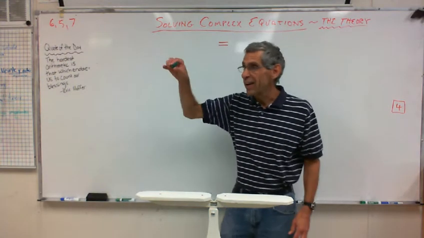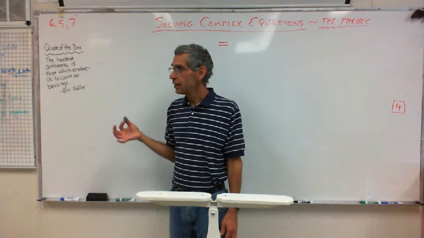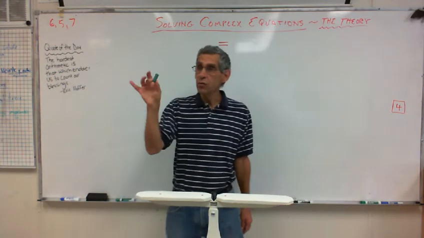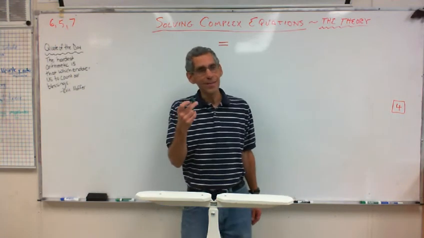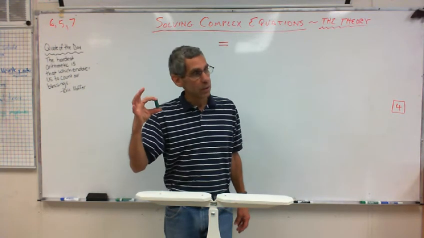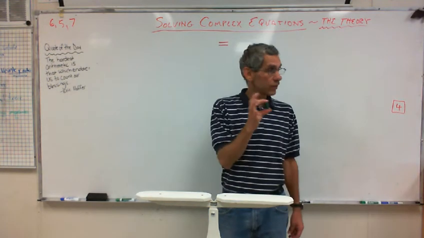When you don't know what a thing is, what would you call it? An X in algebra. This is my X, okay? I do not know what number this is, but it is a number. It's an X, a variable that represents a number that I don't know, but it is a number, and it works just like numbers.